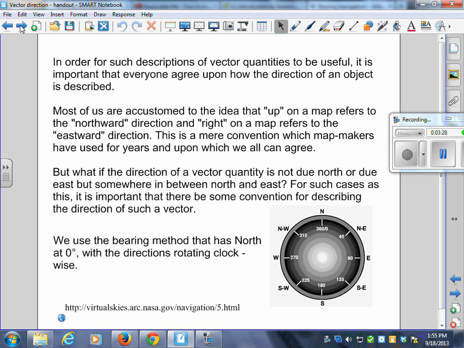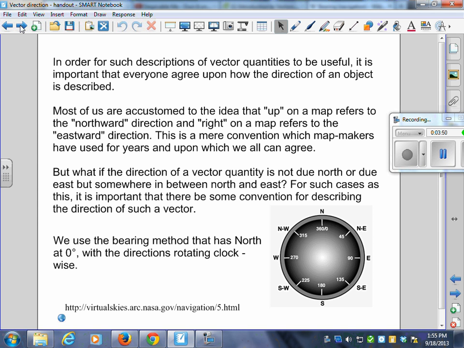So in order for such descriptions of vector quantities to be useful, it's important that everyone agree upon how the direction of an object is described. Well, clearly, by our little visit to Wikipedia, that is not really the case. We'll have to agree as a group in here of how that's going to work, and basically I'm going to tell you, and you're going to agree to it. It's kind of like terms of service, you know, like iTunes, just check. You have two choices, either to agree or see you later.